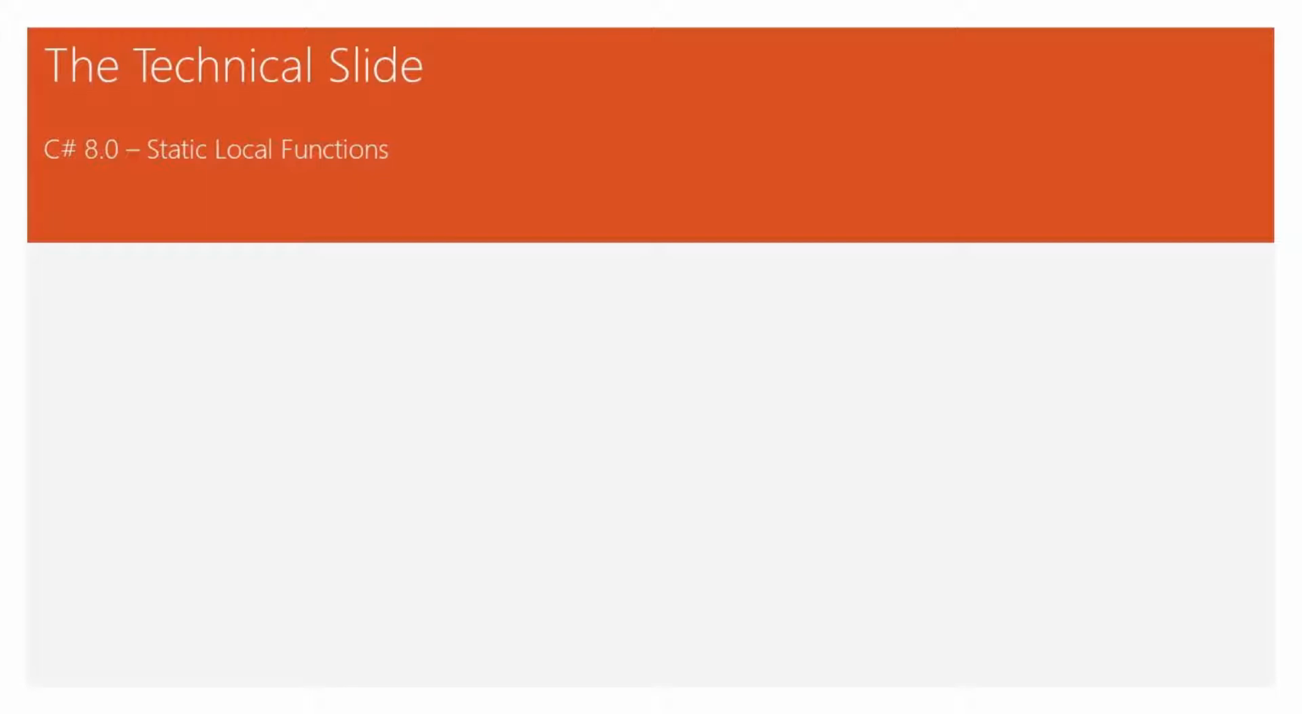The main use case of local functions is, suppose you have a method which is only being called from one function, then in those cases you can go ahead and write a local function or static local function. So let's jump into the demo and see how we can use static local functions in C Sharp 8.0.